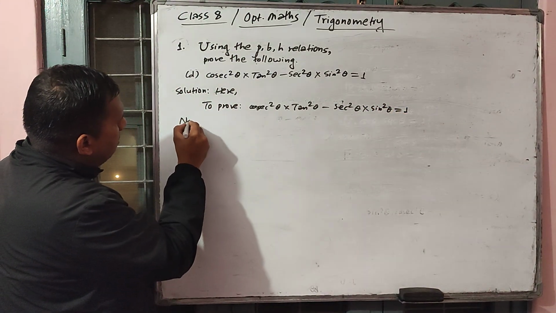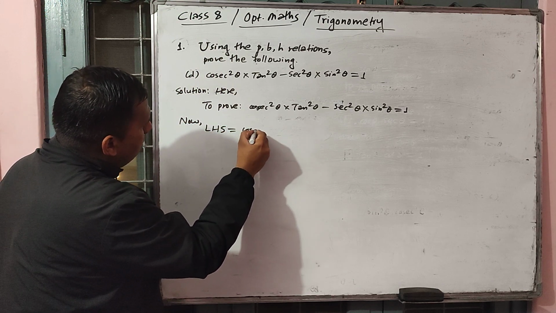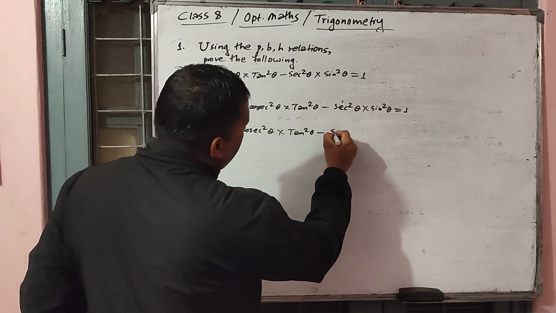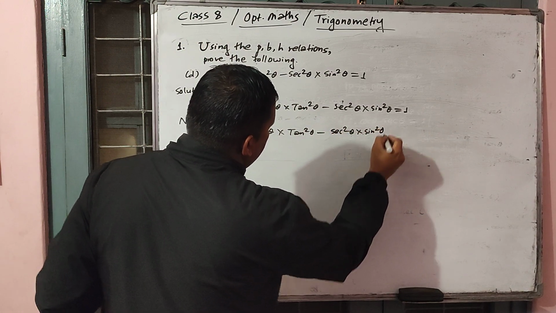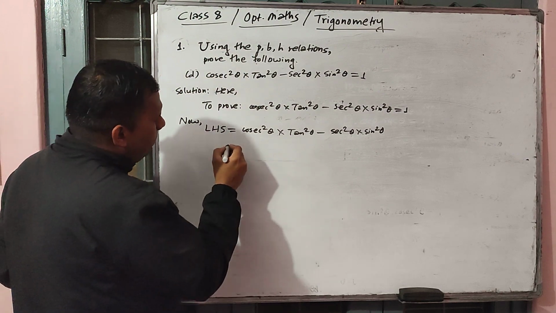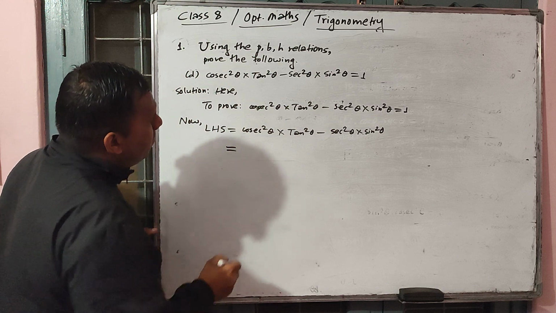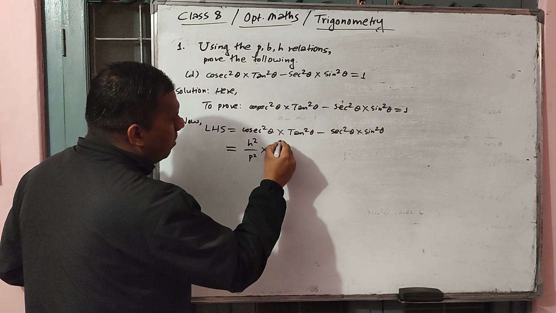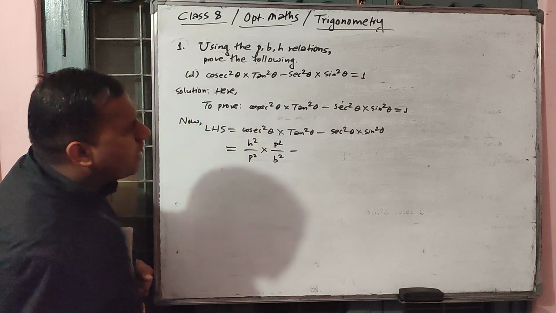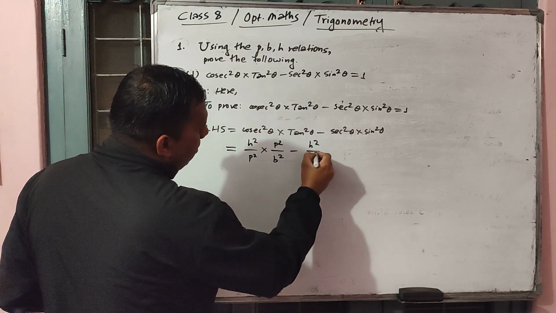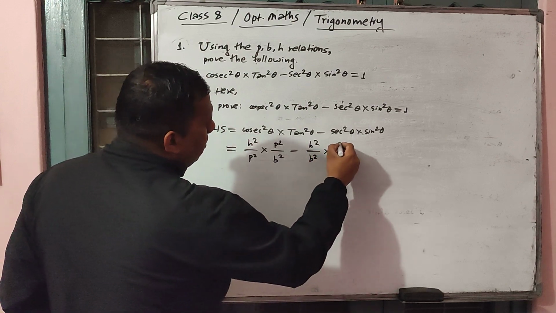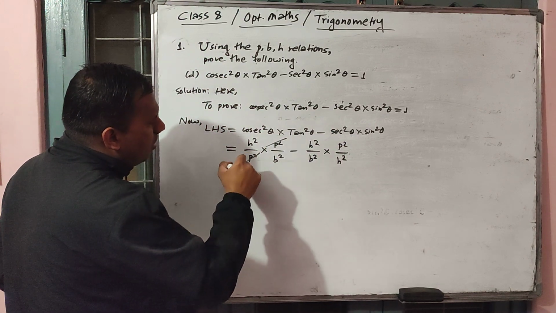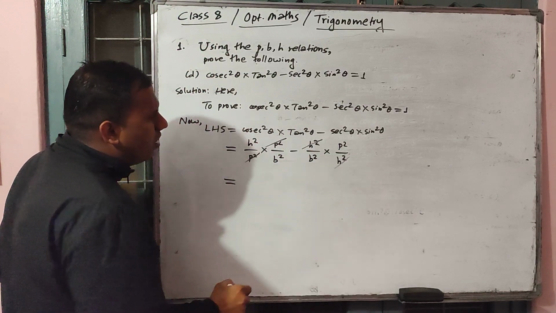Now, LHS is cosec square theta multiplied with tan square theta minus sec square theta multiplied with sin square theta. Now we need to use the previous forms. Since cosec theta is S by P, cosec square theta is S square upon P square. And tan square theta is P square upon B square. Minus, sec theta is S by B, so sec square theta is S square upon B square. And sin square theta is P square upon S square. Now here P square cancel each other. S square cancel each other. Now the remaining part is this.